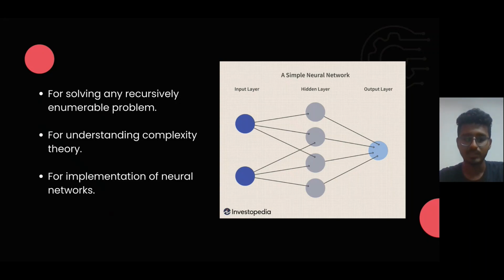But for now, let us see a few important applications used in the world. First one being, it is used to solve any recursively enumerable problem. It is used for understanding complexity theory. It is used for implementation of neural networks, which is an important application in the current world, in the evolving AI world.